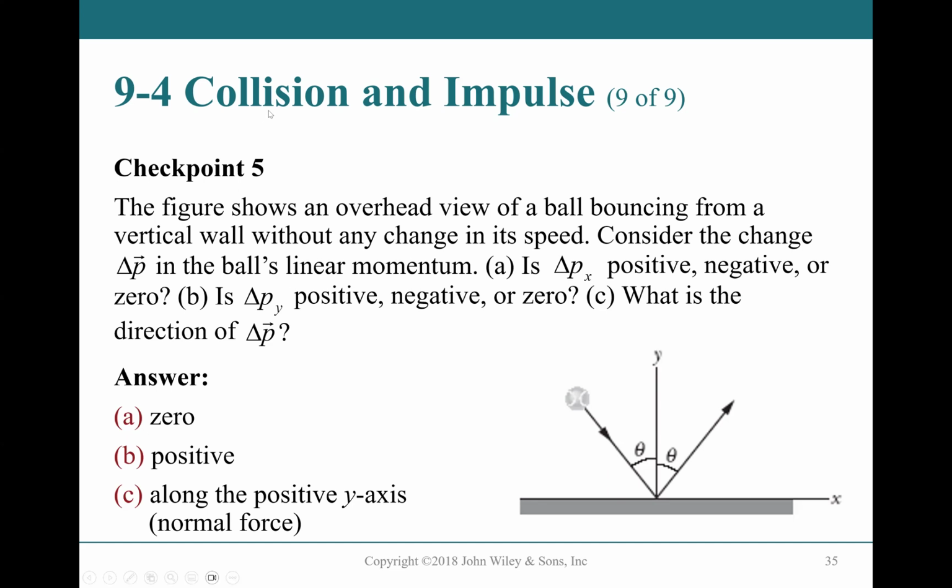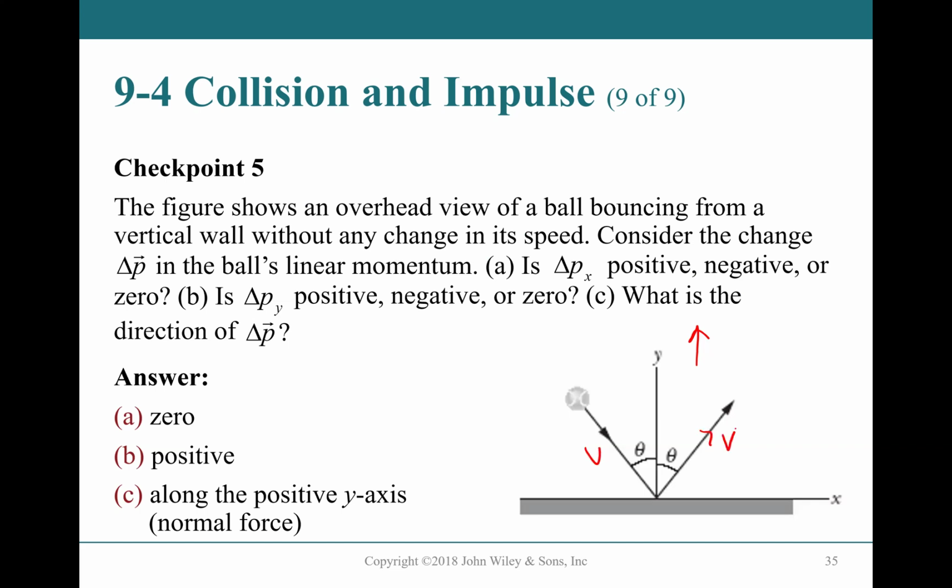So is delta P x negative, positive, or zero? And is delta y positive, negative, or zero? And what is the direction of your delta P? So we are going to define this one going up. Going up is our positive axis. So the V here is the same as the V here.